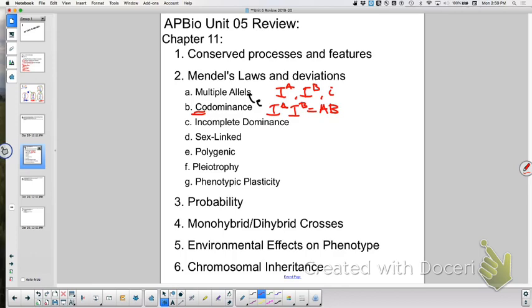Incomplete dominance, if you were in AP Bio, is when there was no clear defining difference between the two. What's a really good example for incomplete dominance? Flowers, red crossed with white, and you get what? Pink. Or what's the other one? Hair. H1 crossed with H2 gives you an H1H2, which is wavy. Okay, questions on that?